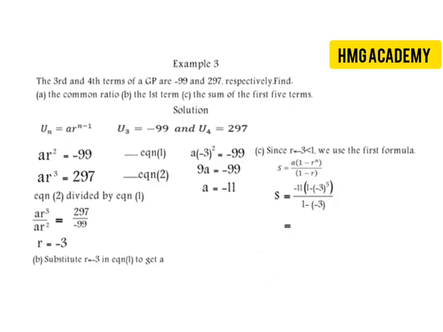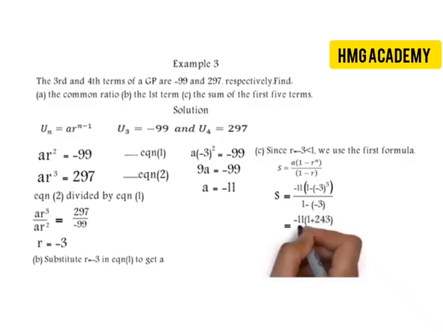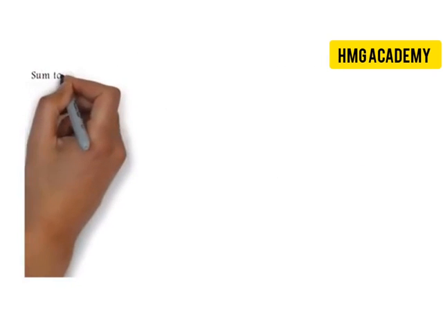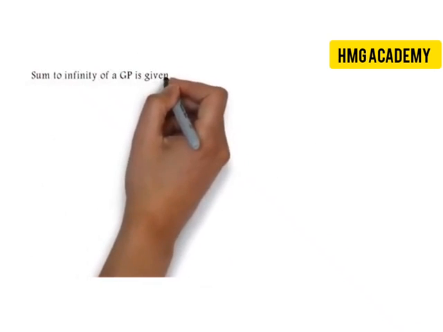So we have minus 11 open bracket 1 plus 243 all over 4, because minus times minus is plus, so it becomes 1 plus 3, which is 4. So let's simplify the numerator and we divide by 4. We have minus 671.